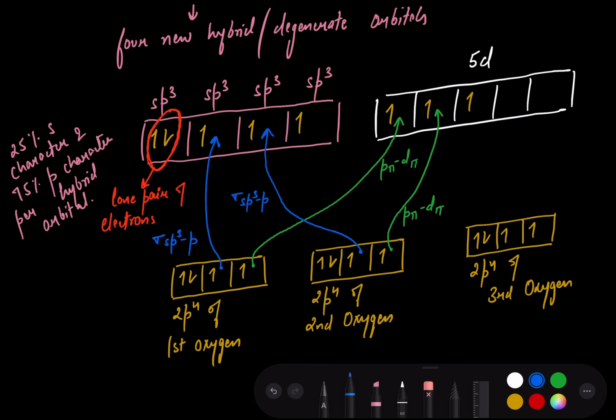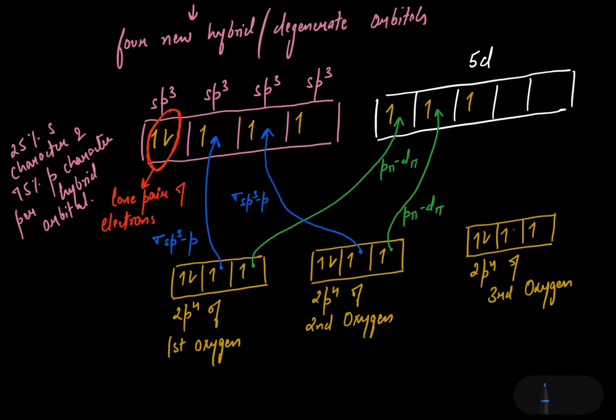So the first 2p having 1 electron will have head-on overlap with the sp3 hybrid orbital of xenon for the formation of the sigma bond. So we got the third sigma bond, which is named as sigma sp3p, because this sigma bond has been formed by head-on overlap of sp3 hybrid orbital of xenon with the p orbital of the third oxygen.